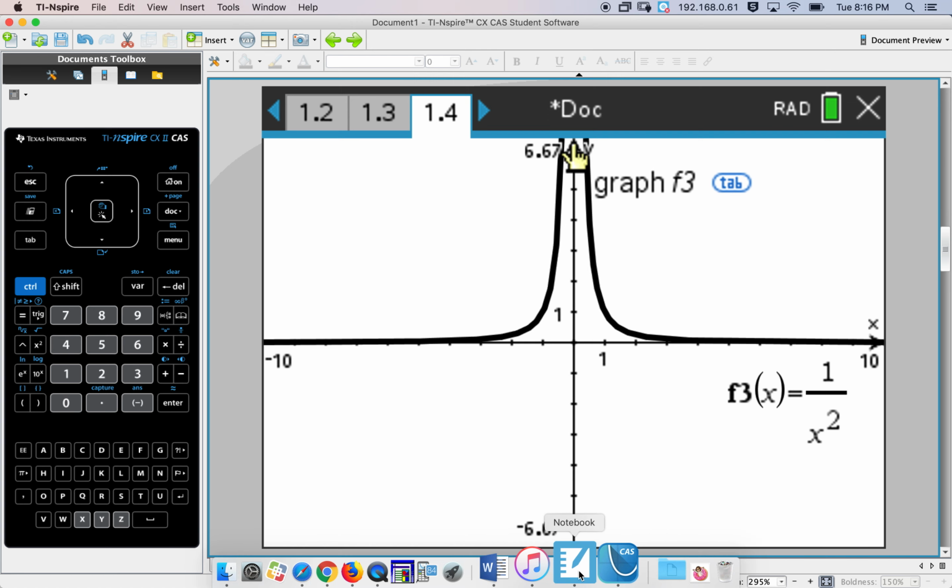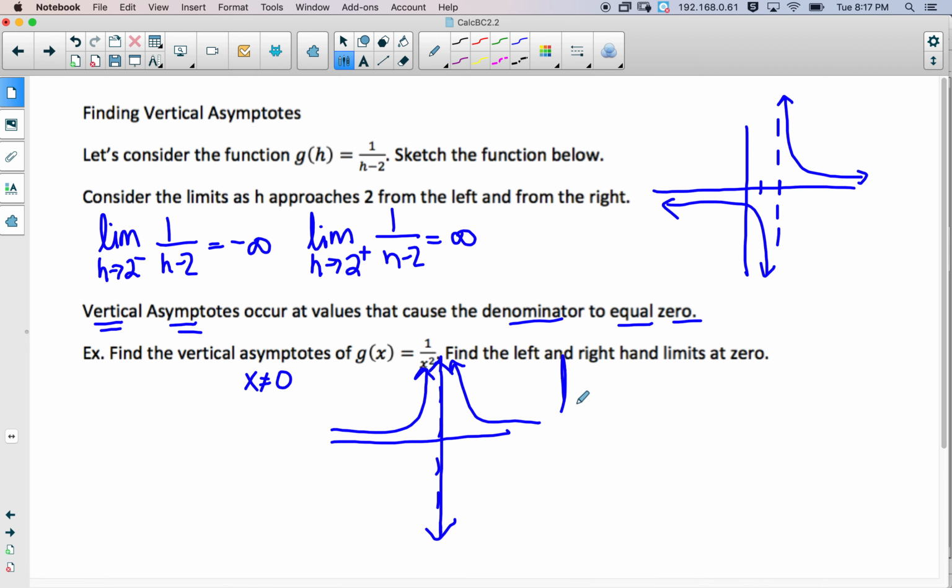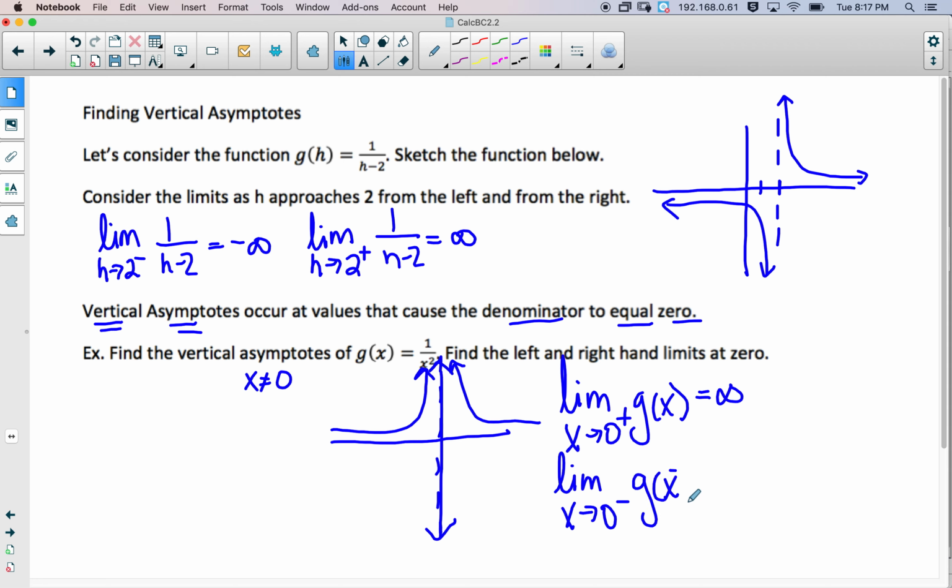So, going back to our notes, the limit as x approaches 0 from the positive side of g of x, I'm just going to do shorthand, is equal to infinity. And the limit as x approaches 0 from the negative side of g of x is equal to infinity. And I just want to remind you, you have to put the function in there. You can't have what they call a bald limit, where it's just a limit but no function. So make sure to include your function.